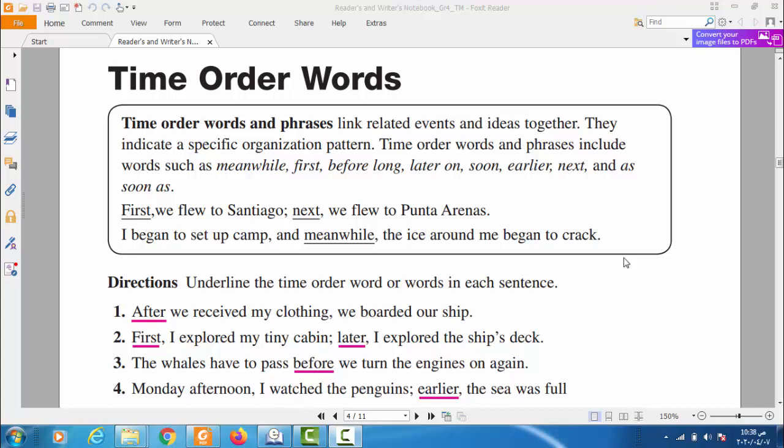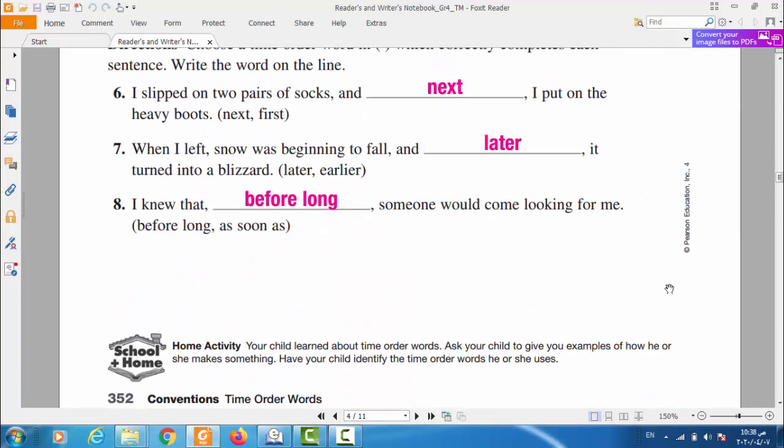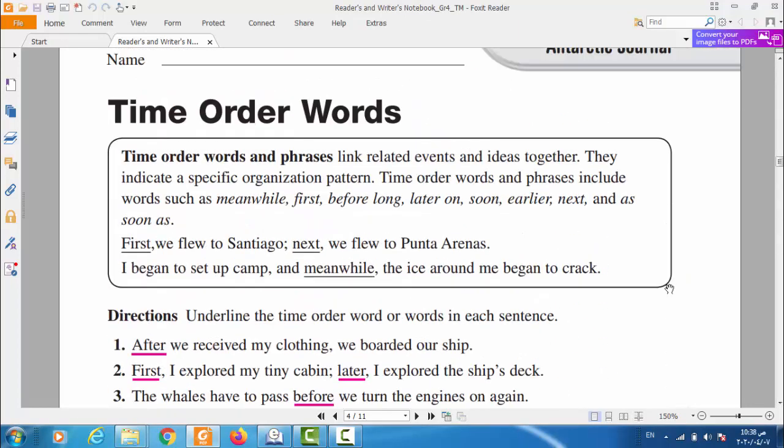Today's lesson is going to be divided into grammar and writing. The grammar will be time order words, which will be in the Readers and Writers Notebook, page 352. Time order words and phrases link events and ideas together. When I say time order words, it means I have some words that order the events of the sentence. They put the events of the sentence in order.